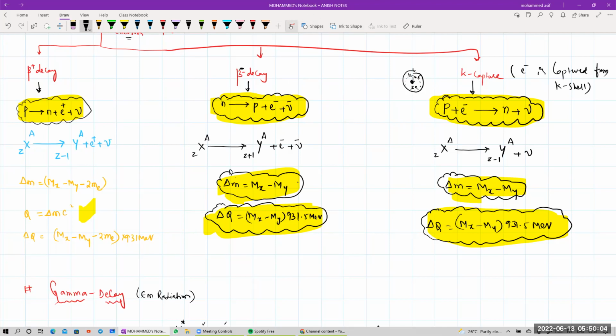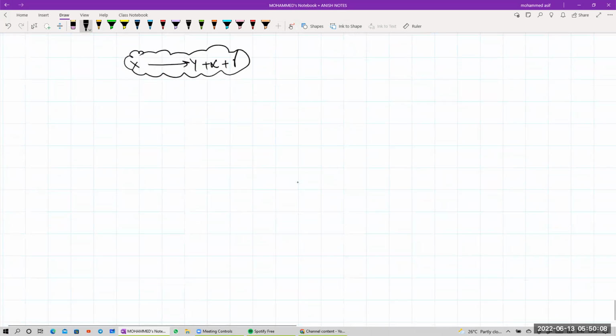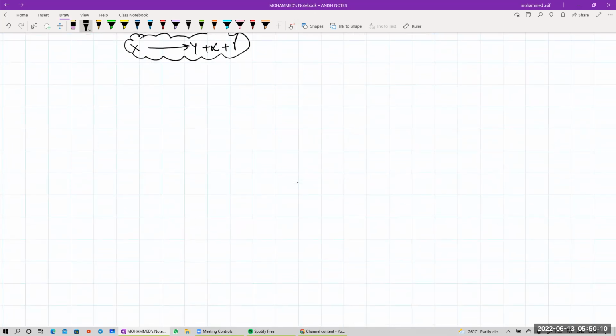So what is today's role? Try to complete modern physics problems: atoms, atomic structure, nuclear physics. Do ten questions on dual nature, ten questions on nuclear physics, and as well as ten questions on atoms. Okay?